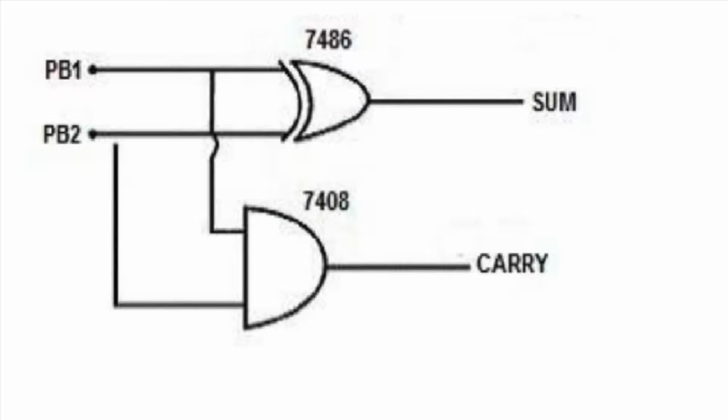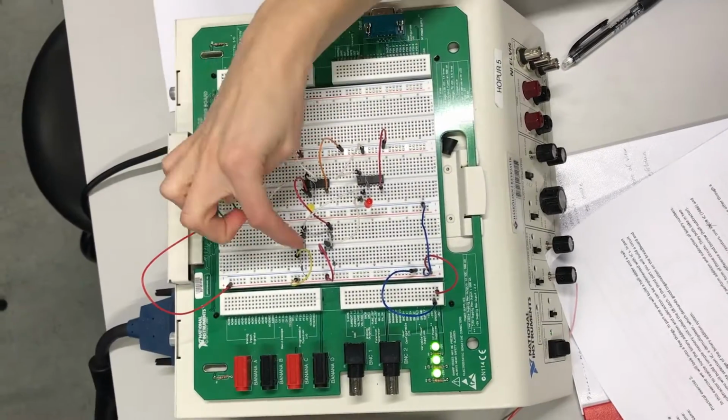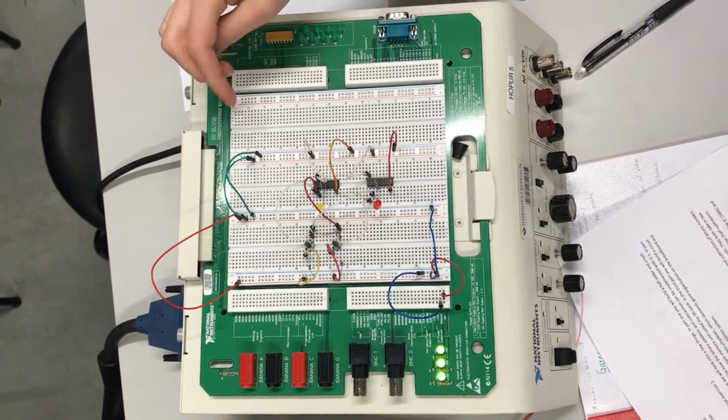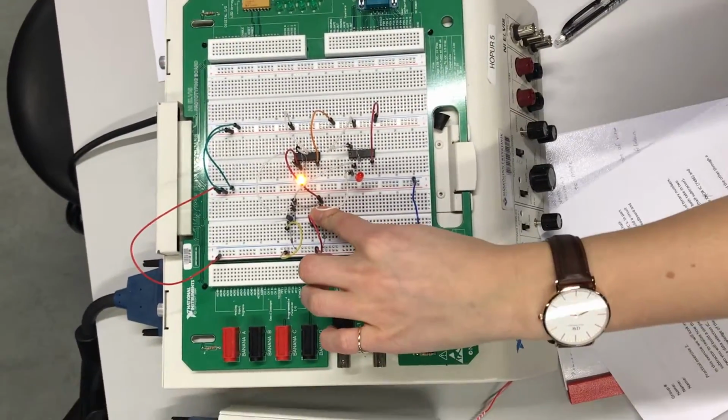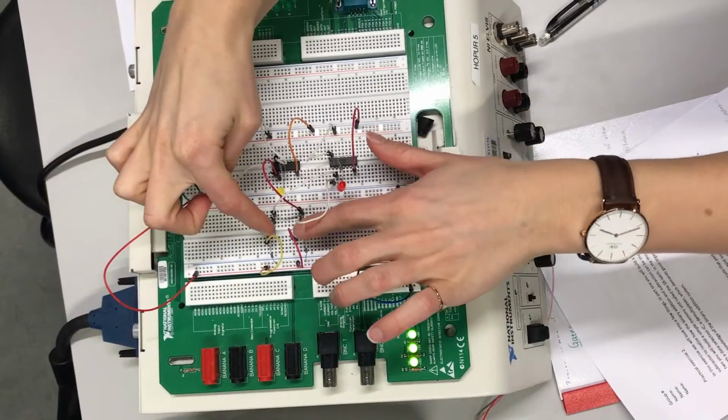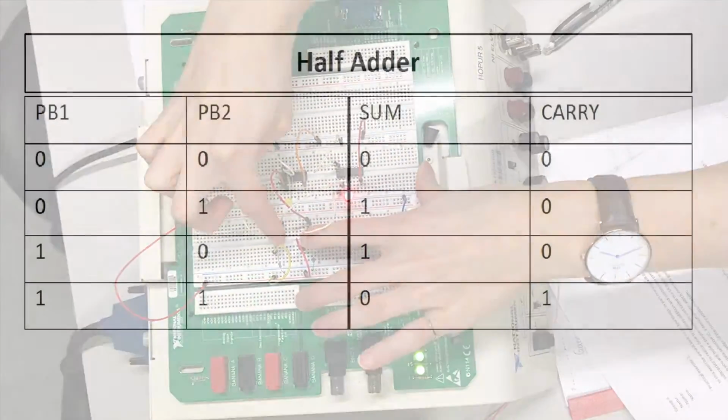In the first part, we built a half adder. Half adders take in two binary digits and return sum and carry. The setup was similar to the setup in the first exercise. We tried all push buttons and put the results in a truth table.